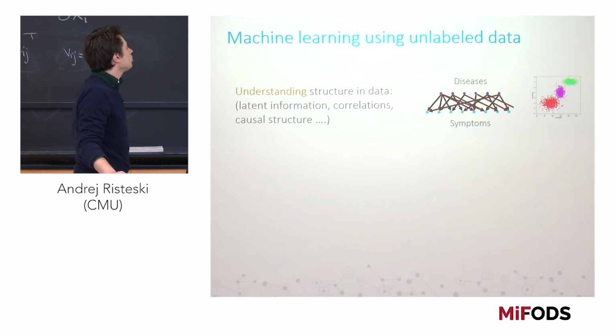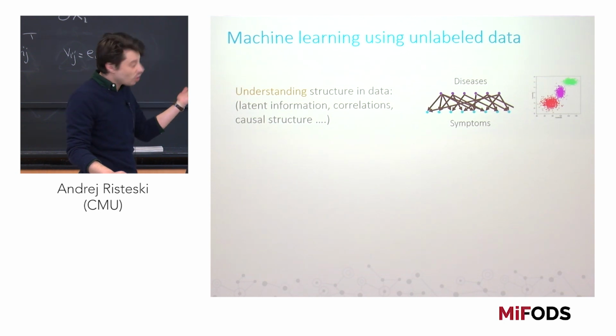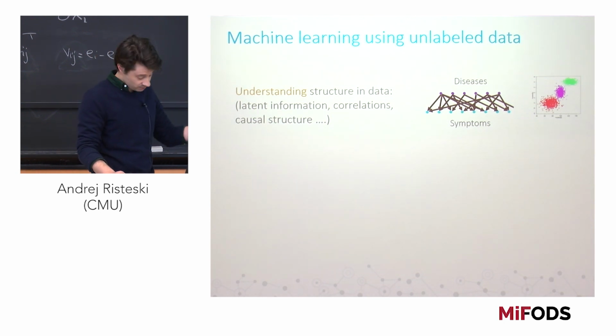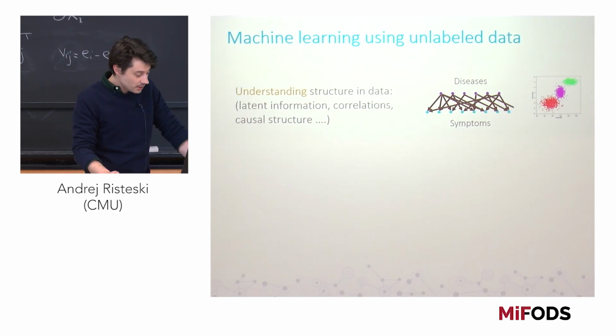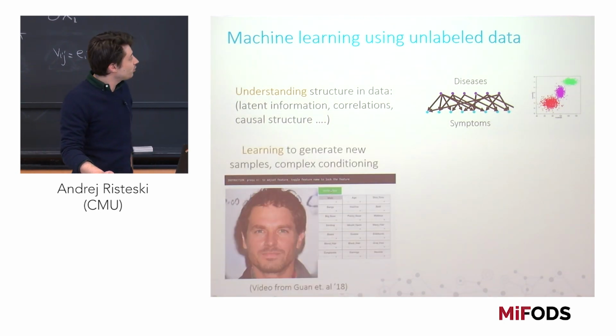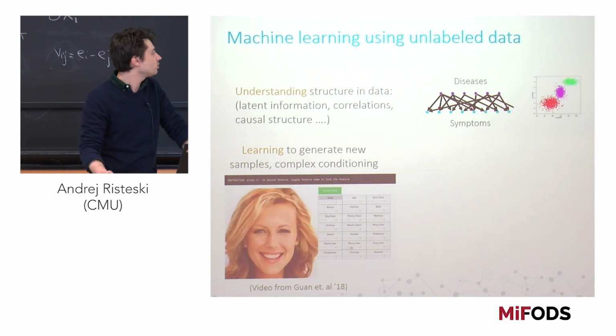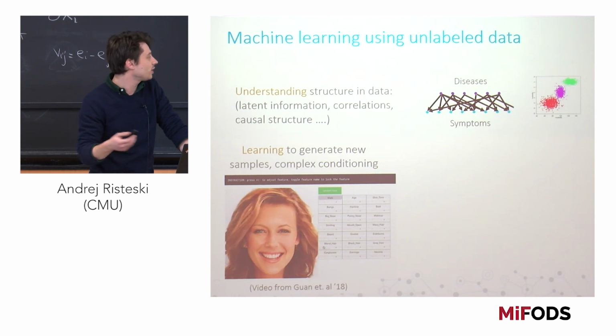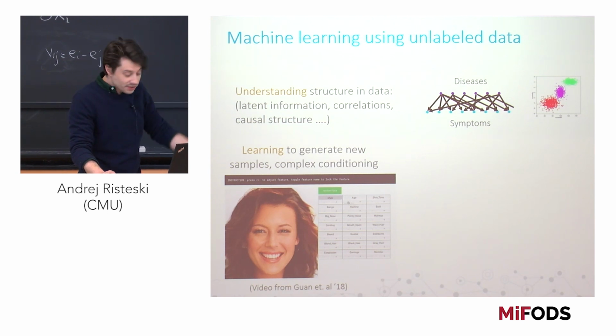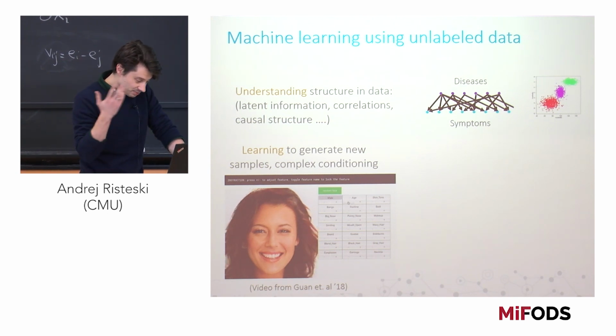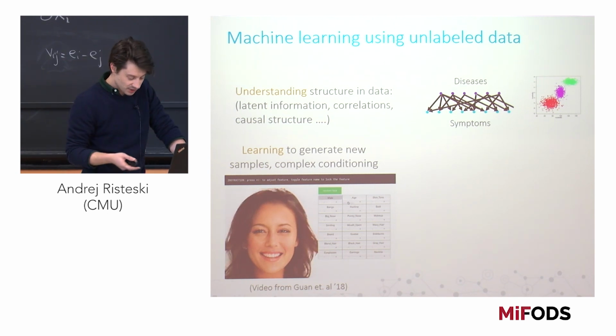So maybe you want to automatically learn some causal structure of symptoms and of some diseases. Maybe you want to figure out some kind of clustering of your data. And then there are more modern, on steroids applications of these things, where maybe you want to learn how to sample from a complicated distribution and do some kind of complex conditioning. So maybe you want to move through the space of faces by changing features ever so slightly.